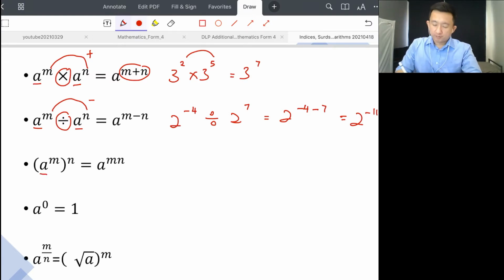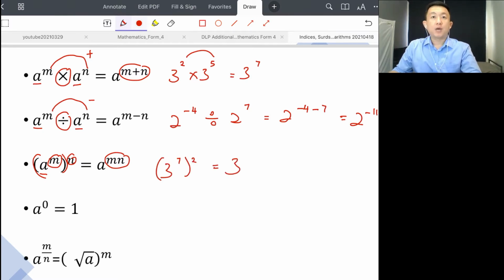You have a to the power of m and the whole thing to the power of n. You multiply the power together. 3 to the power of 14, right? Anything to the power of 0, you always have 1.